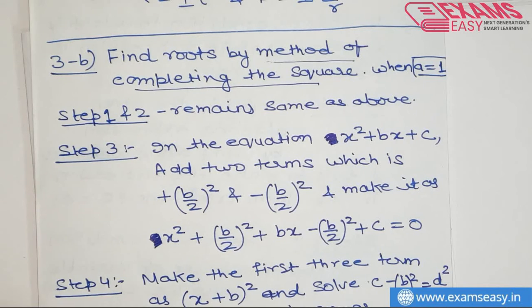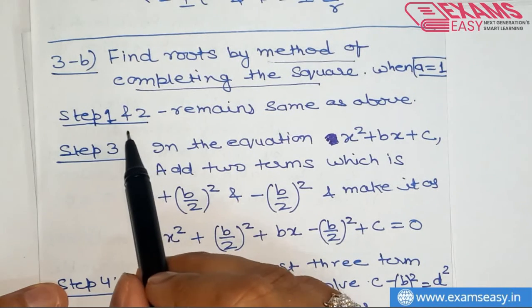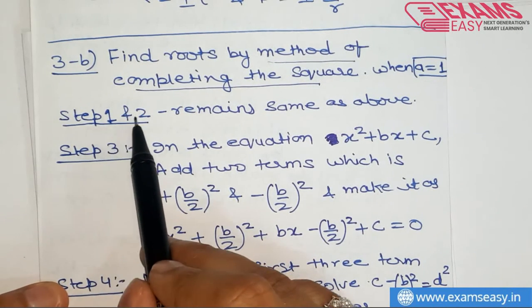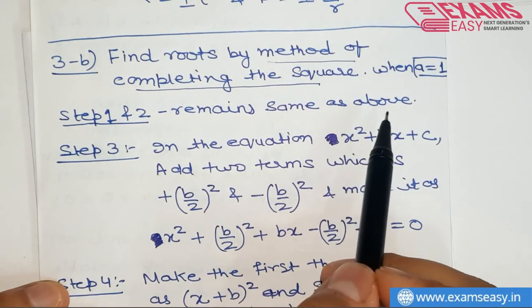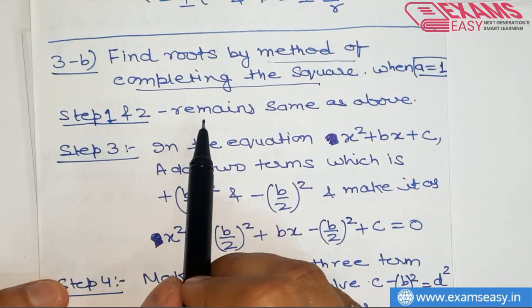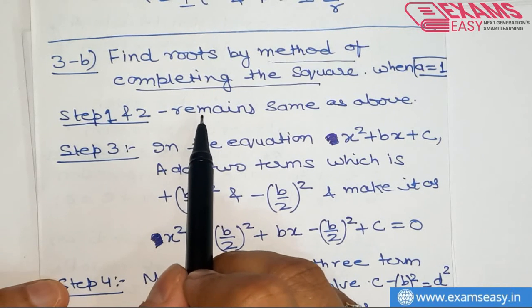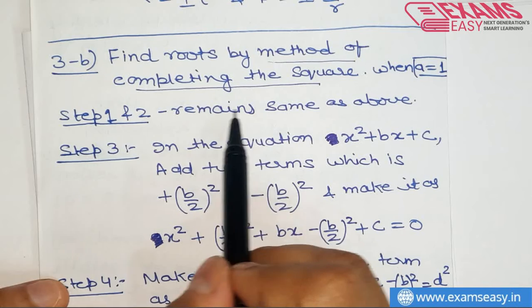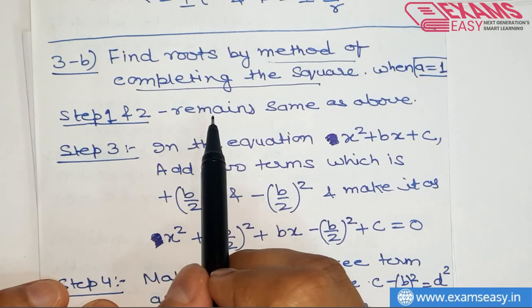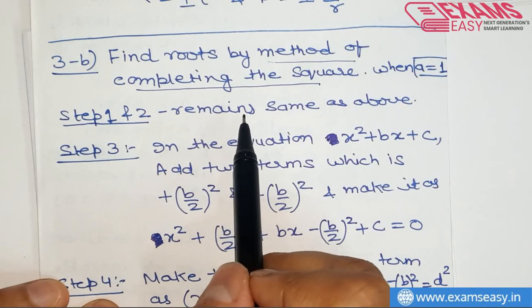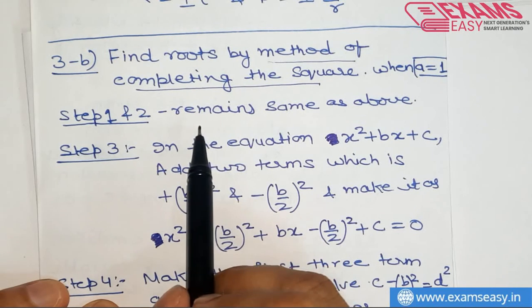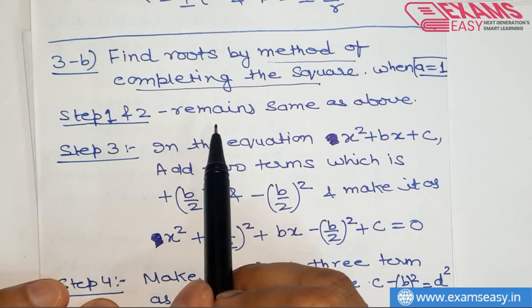Let us see the steps. In this method, the first two steps, that is step 1 and 2, remain the same as we have done with the method of factorization. That means first we will write the quadratic equation in the decreasing power of x. In the second step, we will take out the common terms and put them in the right hand side, which will become 0. That will simplify our quadratic equation.